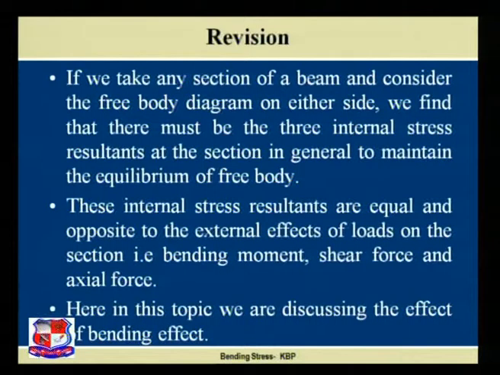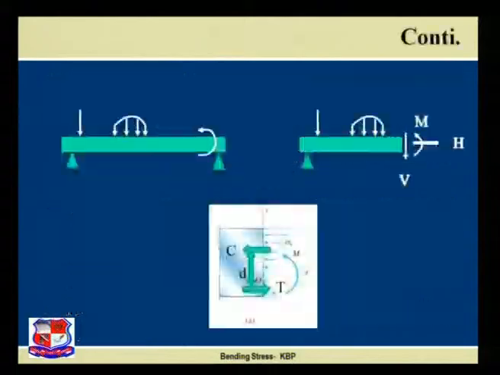So if we take any section of a beam and consider the free body diagram of either side, we find that there must be three internal stress resultants at the section, in general, to maintain the equilibrium of the free body. These internal stress resultants are equal and opposite to the external effect of loads acting on the section. These three internal stress components are bending moment, shear force and the axial force. Here, in case of the bending stress, we are discussing the effect of bending only.